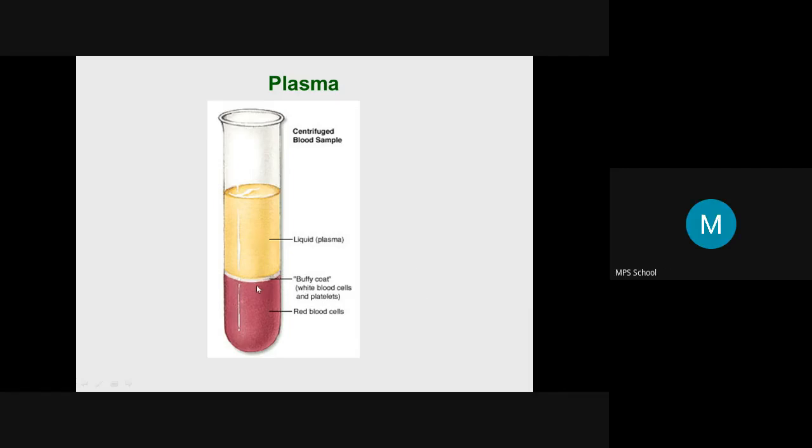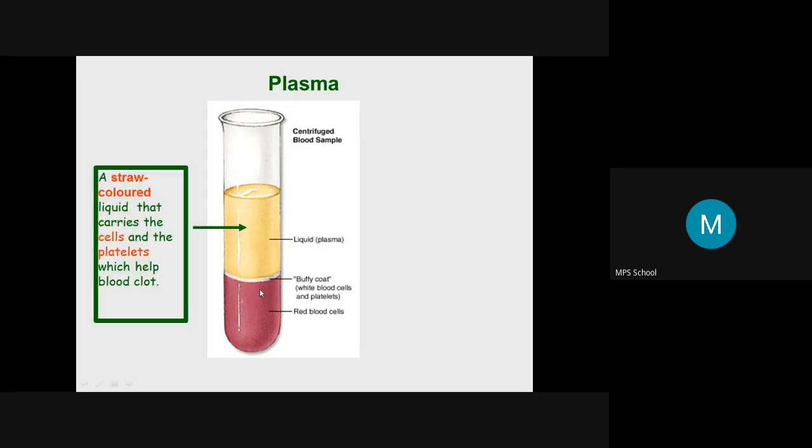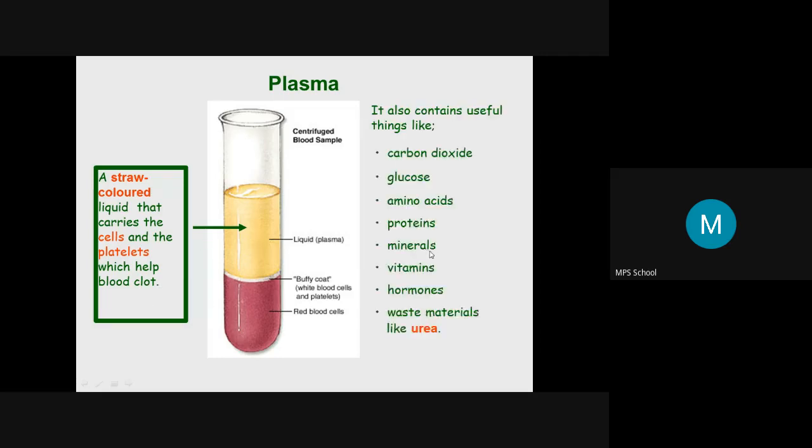and this 40 to 45% is red blood cells, and this white layer is the white blood cells, and the platelets are present, the balance of about 5%. I have told you earlier the straw colored liquid that carries the cells and the platelets, which help the blood clot. It also contains the useful things in the plasma: the carbon dioxide, glucose, amino acids, proteins, minerals, vitamins, hormones, and waste materials like urea. These many things are present in this plasma.